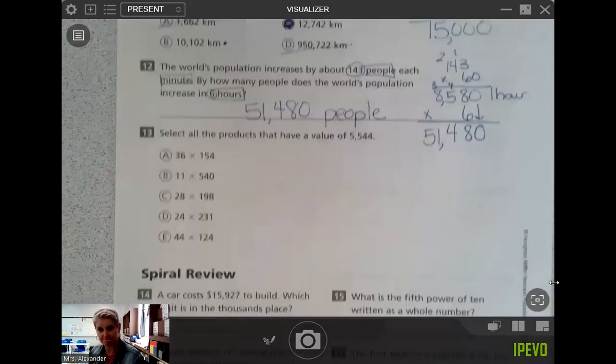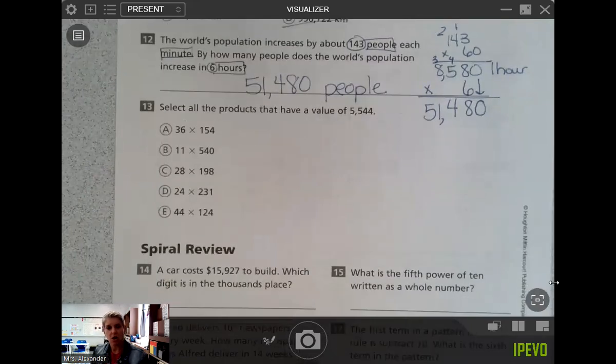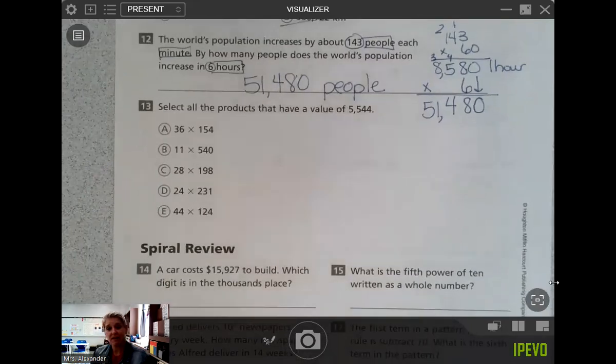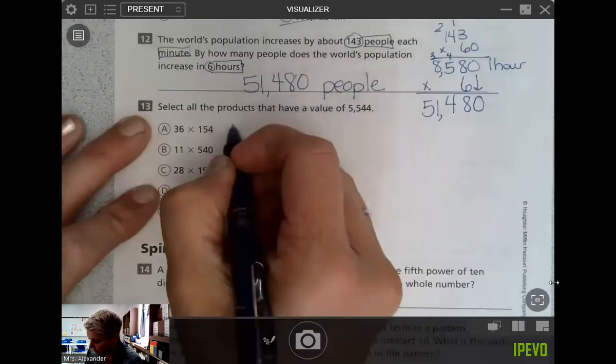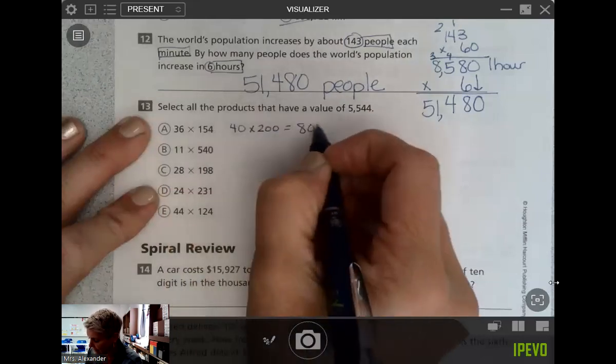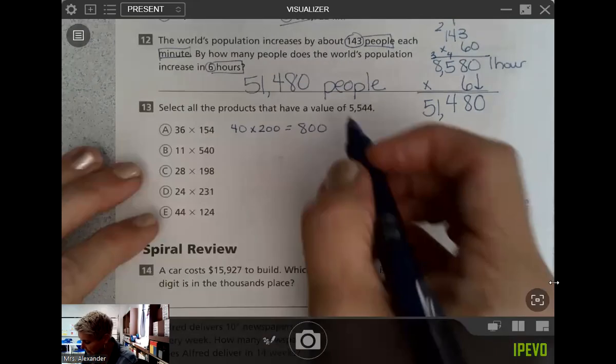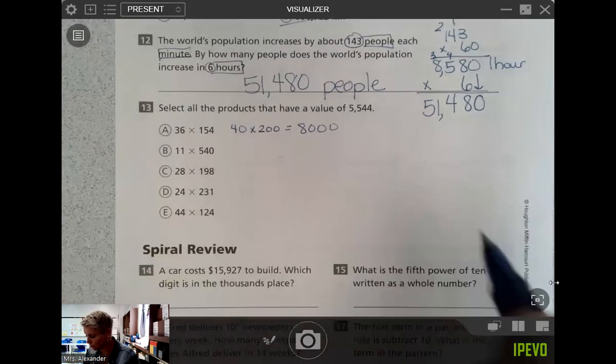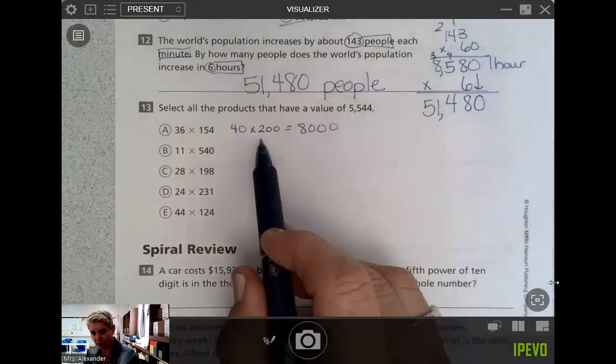All right. Select all the products that have a value of 5,544. We're going to have to do a little guessing and checking here. What I can do is I can estimate first and see if some of them are way off. So here I would have 40 times 200 would give me 8,000. Ooh, that's way off. I'm not sure about that one.